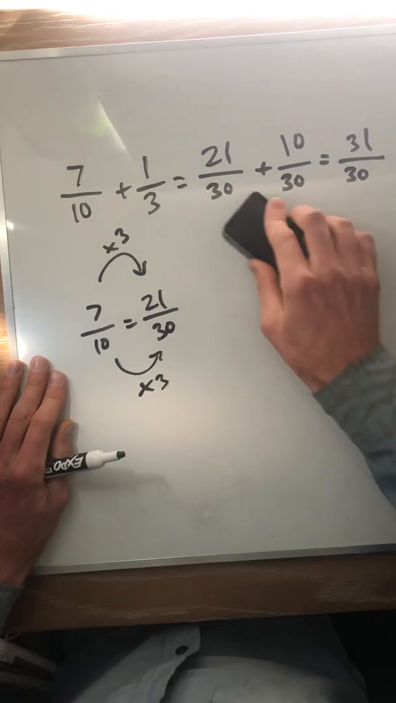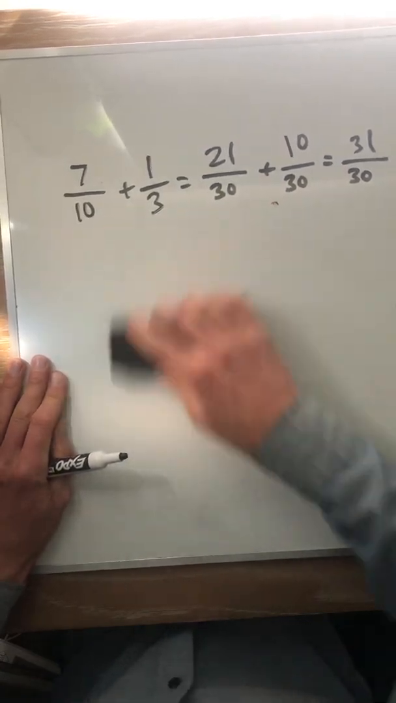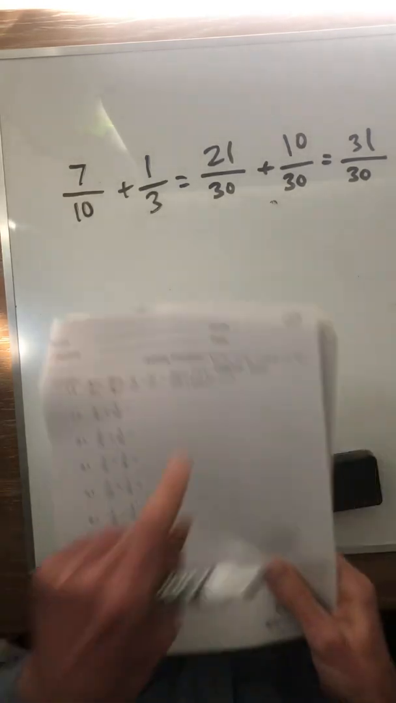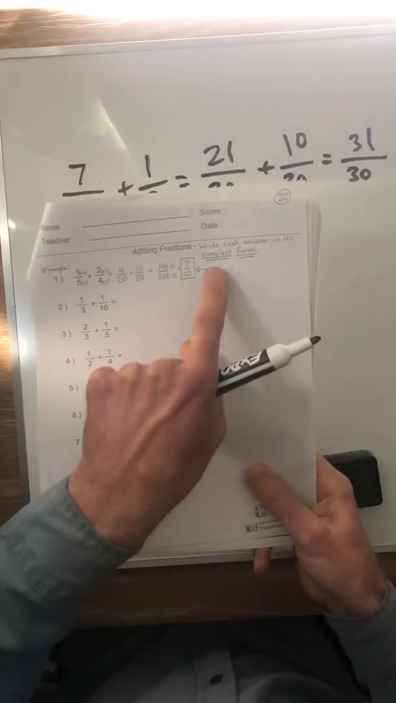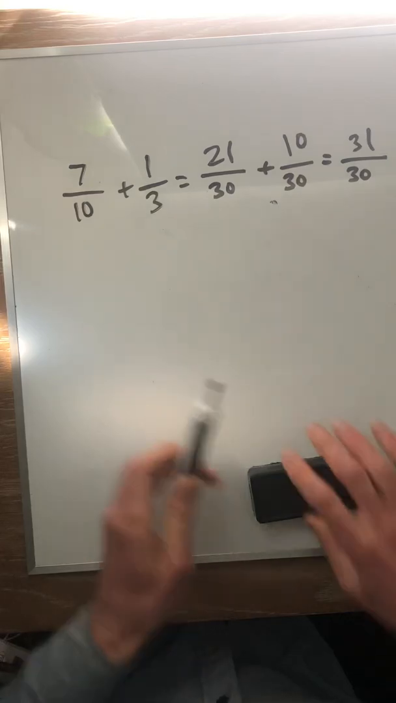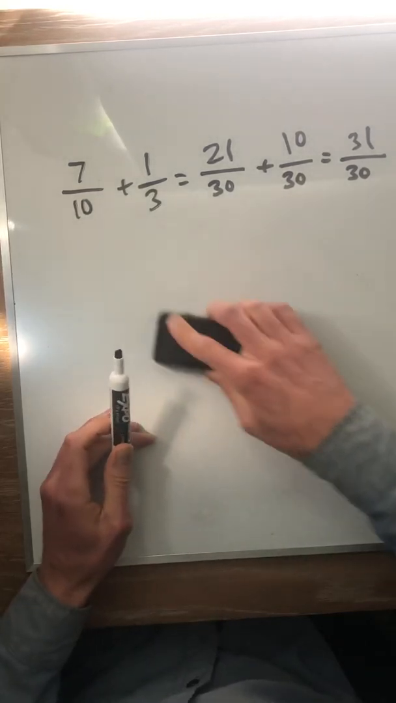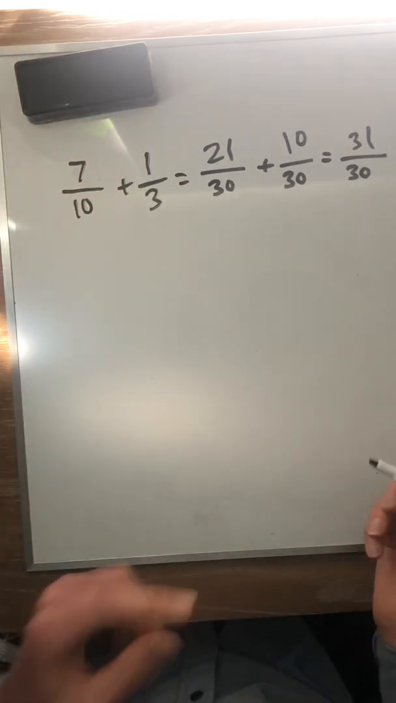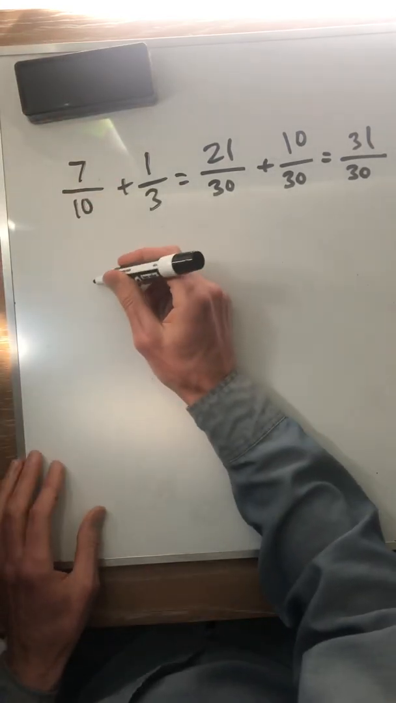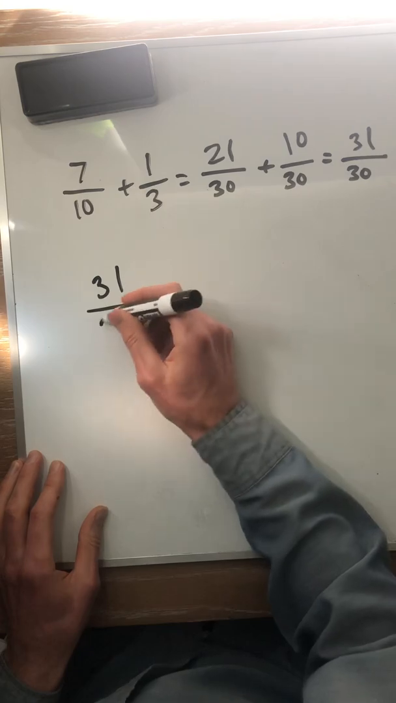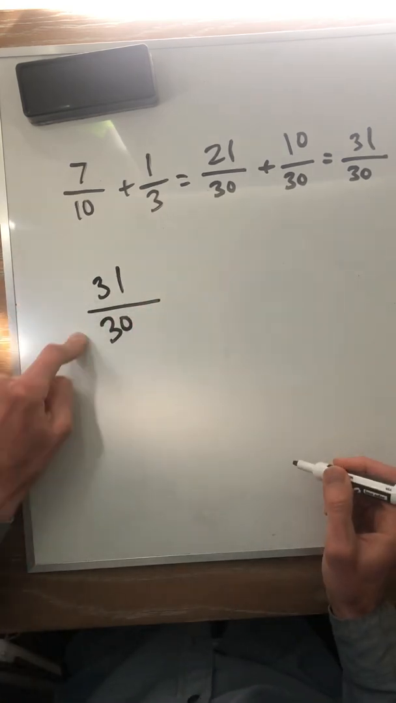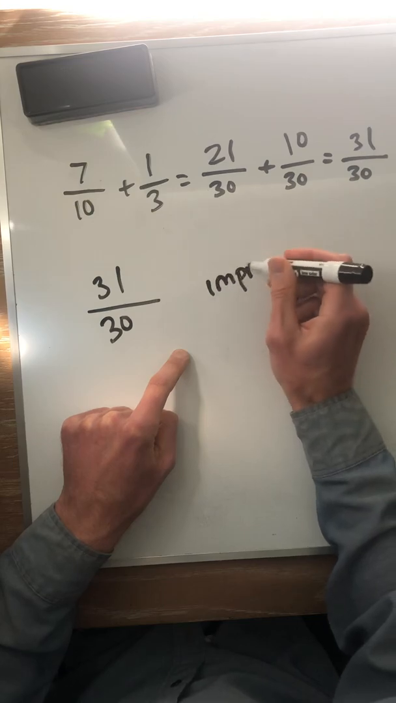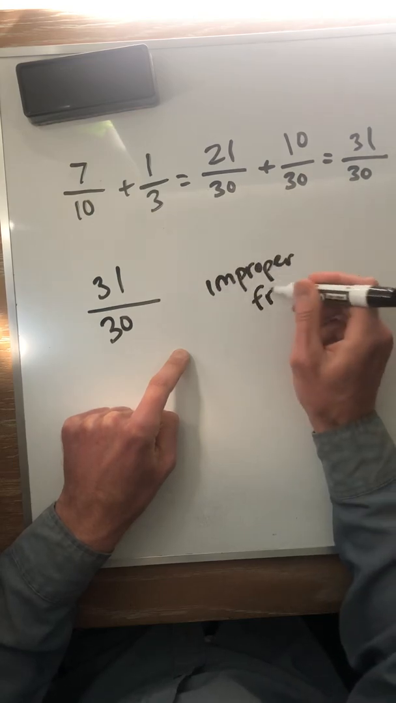But I'm going to show you this new skill today, and I'll show it to you again tomorrow. Because it says write each answer in its simplest form. So what that means, as you know, is reduce it as much as you can. If you can divide them both by 2 or 3, do it. But if you have a number like this, where the top is bigger than the bottom, it's called an improper fraction. It's improper. It's not proper.